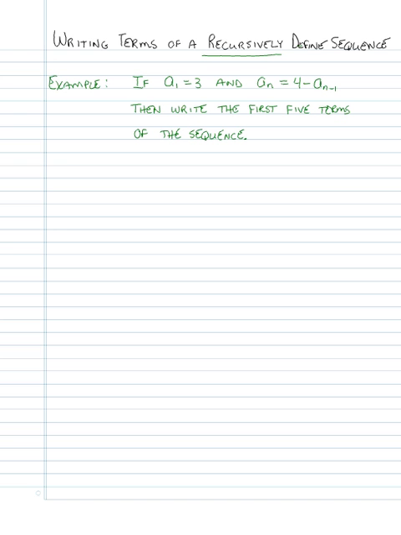So we already know that a sub 1 is equal to 3. So we'll start over here. We're going to write those terms over here. Okay. So we're starting out with 3. We know a sub 1. Now, how are we going to calculate a sub 2? Now, keep in mind, that's when n is 2, okay?